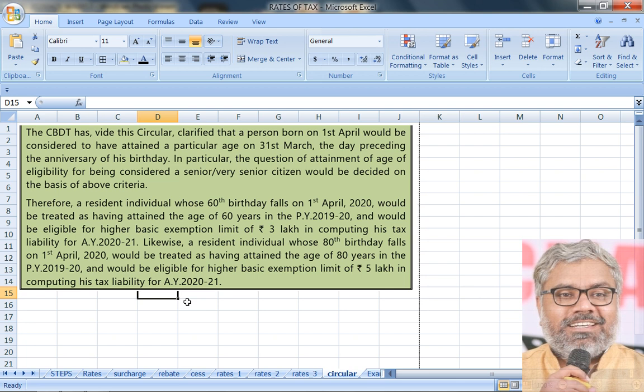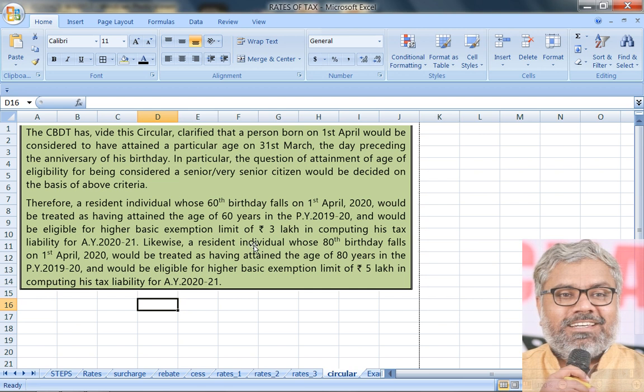Why? Because the essence of all this is, if any person's birthday is on 1st April, that birthday is deemed to be on 31st March, the day before. So naturally, when he has become a senior citizen will also be in a different year. In this case, instead of 2021, he would be deemed to have become a senior citizen in the previous year 2019-20 itself. So he will be eligible for a higher basic exemption limit for the assessment year 2020-21.